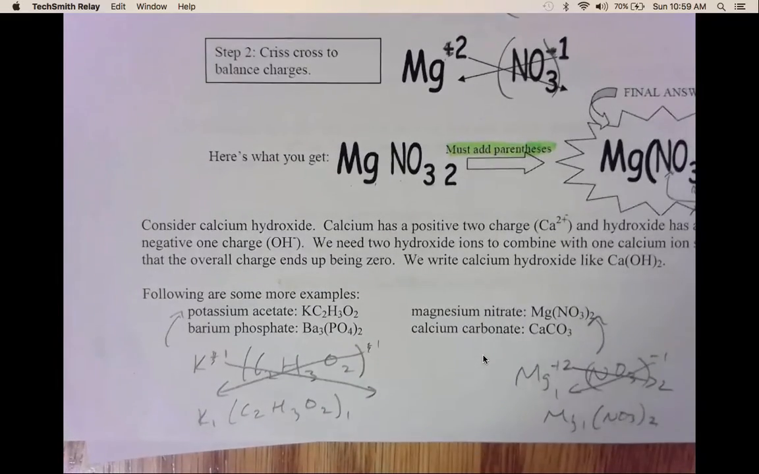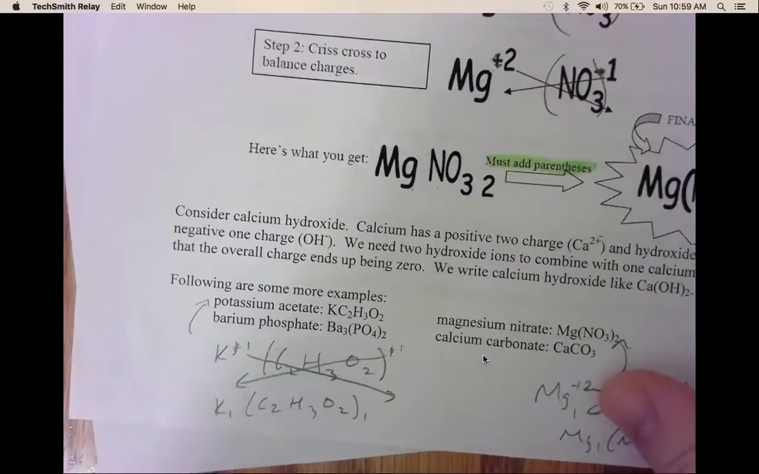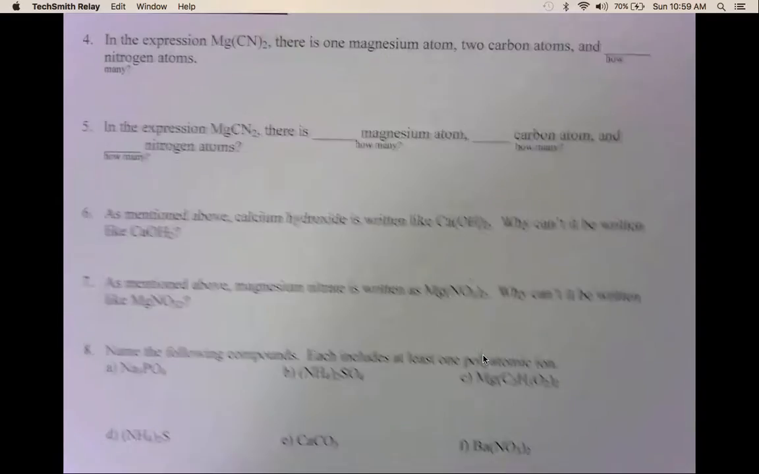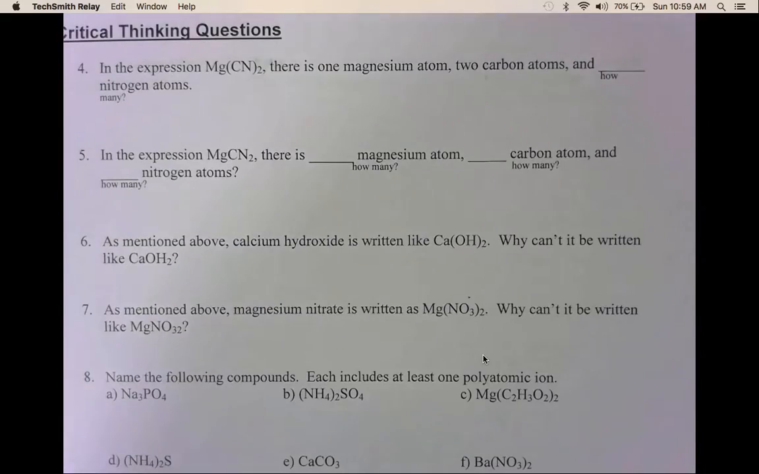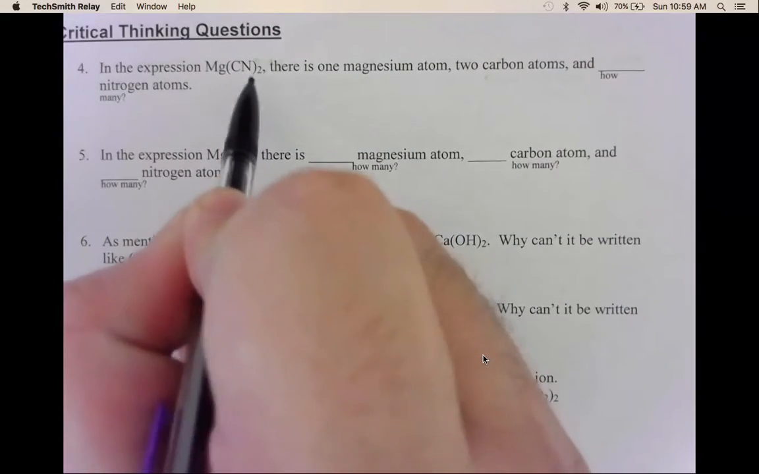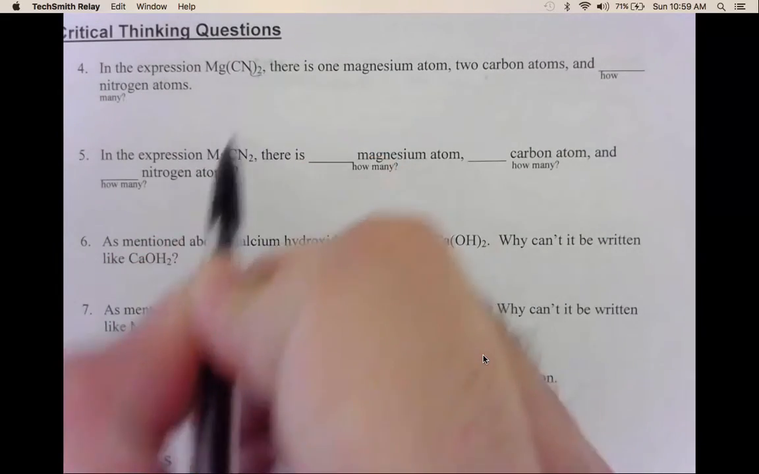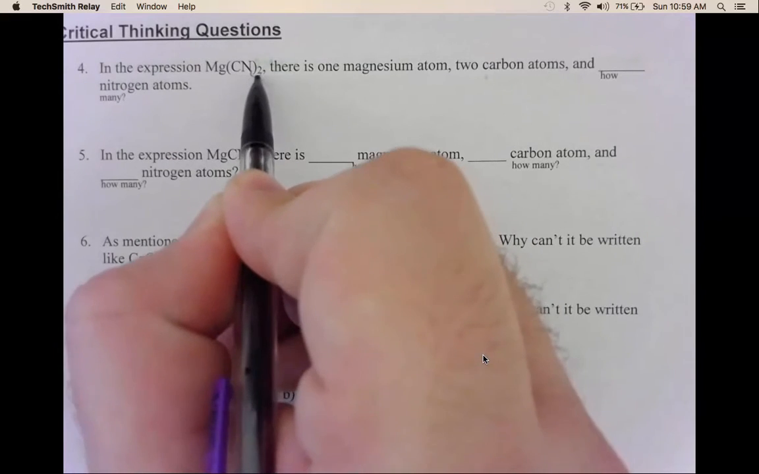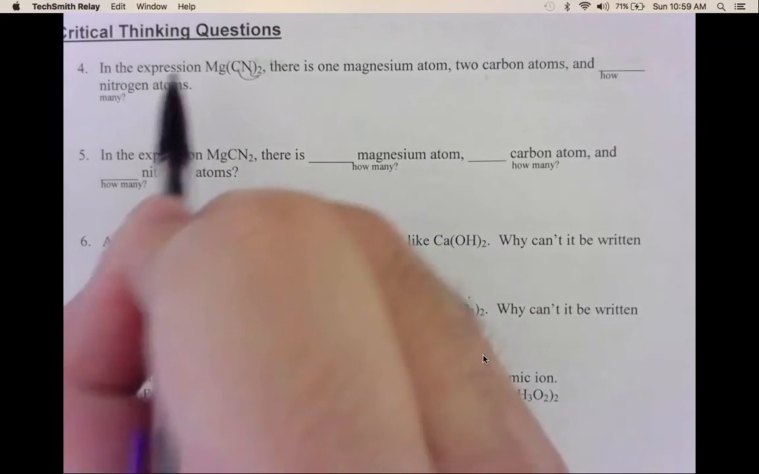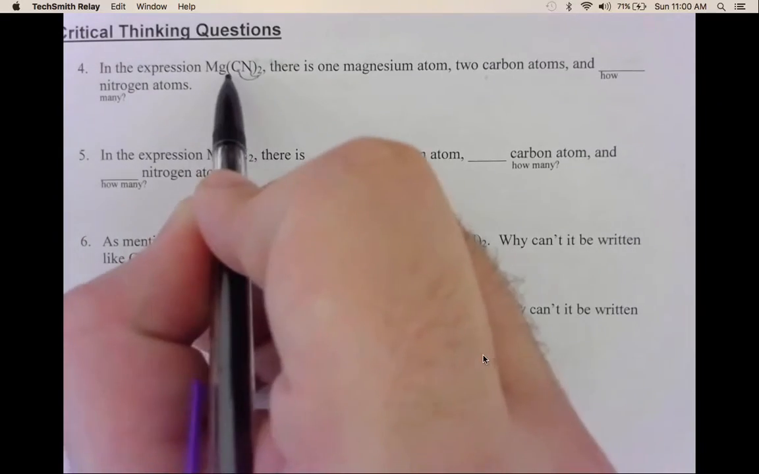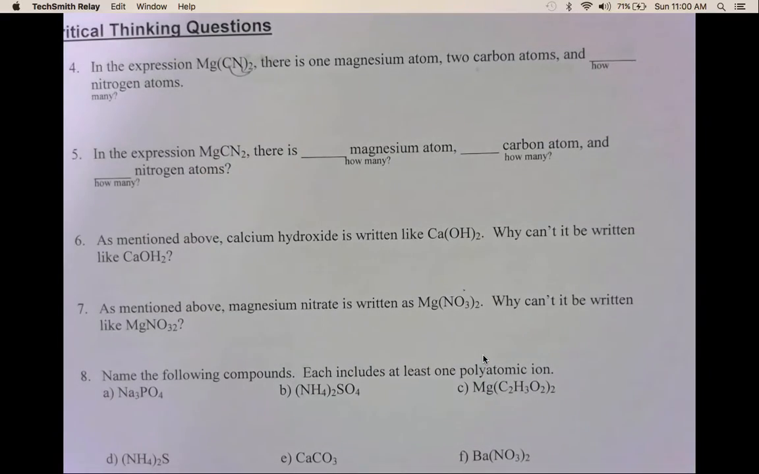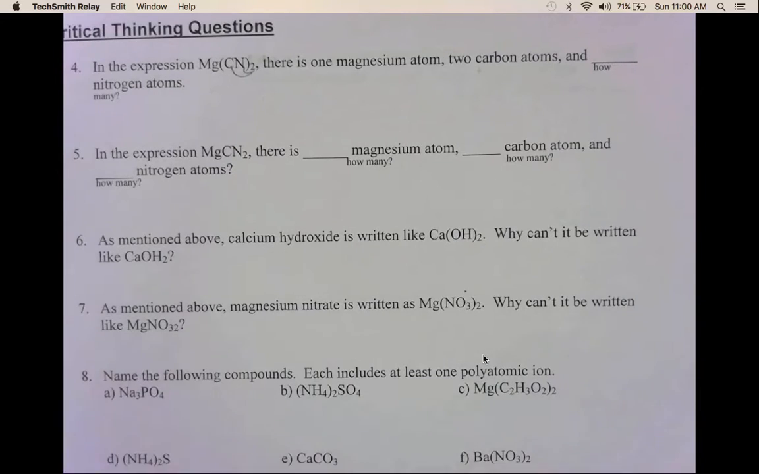This will be helpful when you are working on the next couple questions. In the next couple questions, you have to do just that. So when you're working on question 4, remember this 2 right here goes to that nitrogen and also to this carbon. It does not go to the magnesium, because the magnesium is on the outside of the parentheses. So next, you can do the same thing for 5, figure out how many of each atom you have.